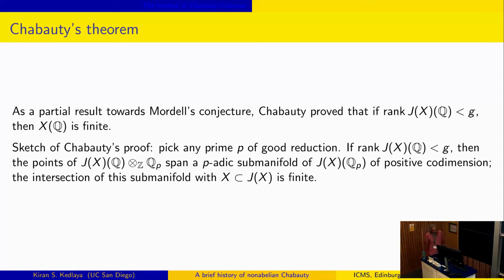And the sketch, roughly speaking, the way you prove this is you pick your favorite prime where everything has good reduction, and then you draw a picture in p-adic geometry. Think of J of x, the Q_p points, as forming a p-adic manifold. X(Q_p) forms a one-dimensional submanifold, and the closure of the Q points of the Jacobian forms a submanifold of positive codimension. So these things have to intersect. When you pull this back to X, you get something on X of positive codimension, but X is dimension 1, so that just means a finite set of points.